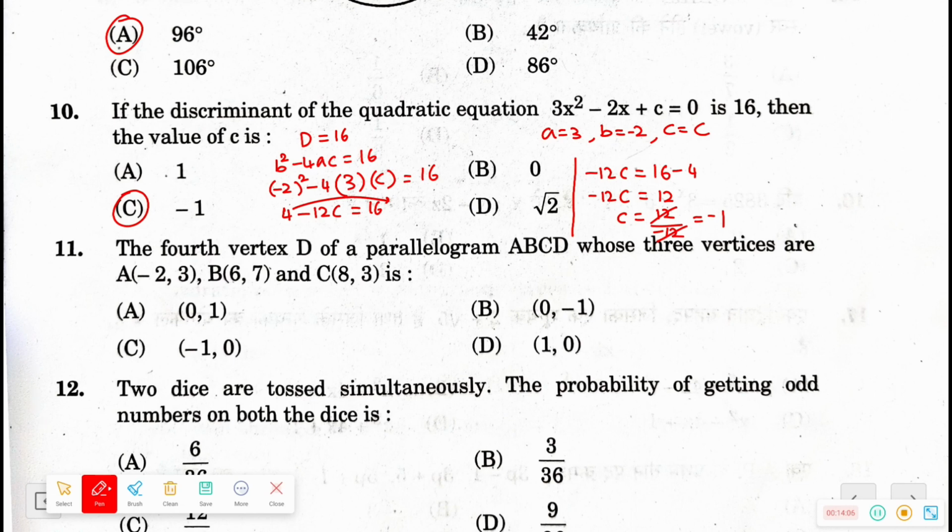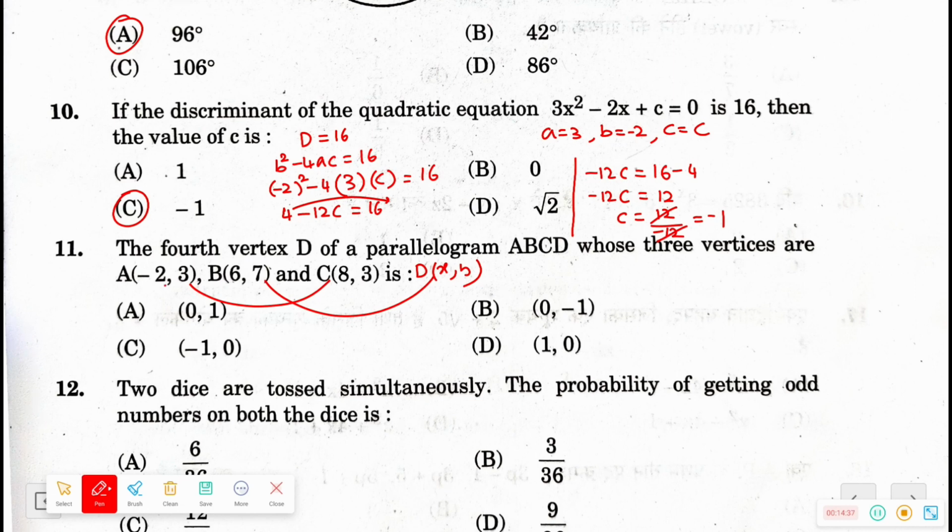Now coming to this, question number 11 is about coordinate geometry. These all questions are repeated. Most of these questions are repeated. Here what we follow, midpoint of AC is equal to midpoint of BD. We don't know D, so we take D as x comma y. Midpoint of AC is equal to midpoint of BD. Midpoint formula we have to use. So to use midpoint formula, what is the midpoint formula? X1 plus x2 by 2 comma y1 plus y2 by 2.